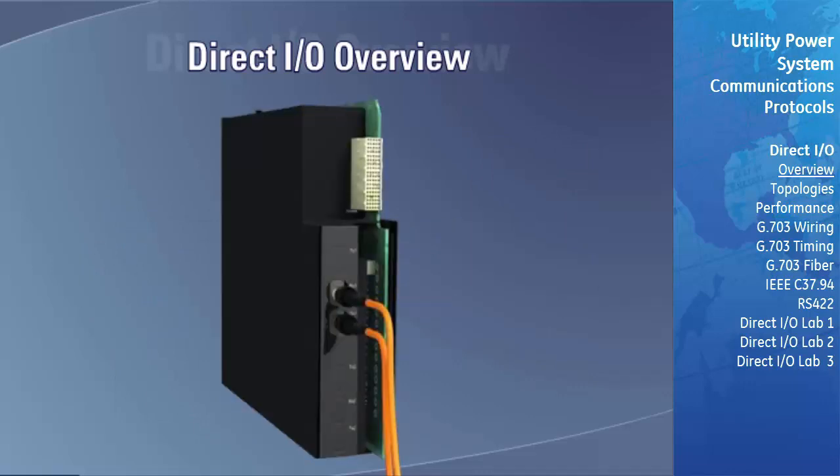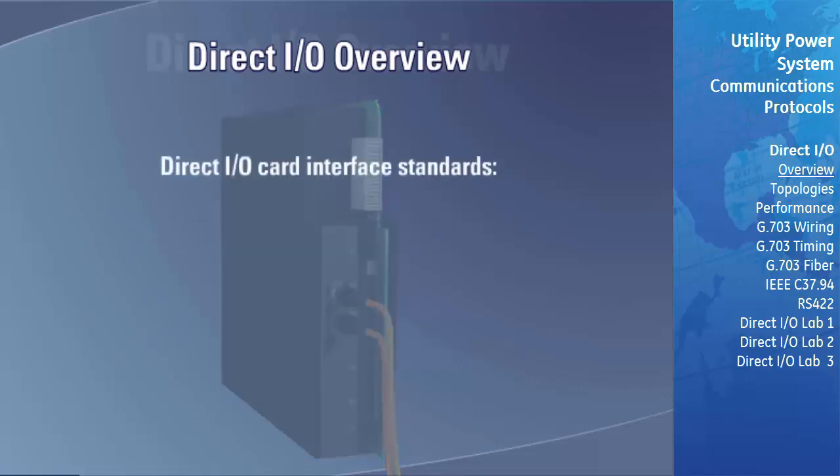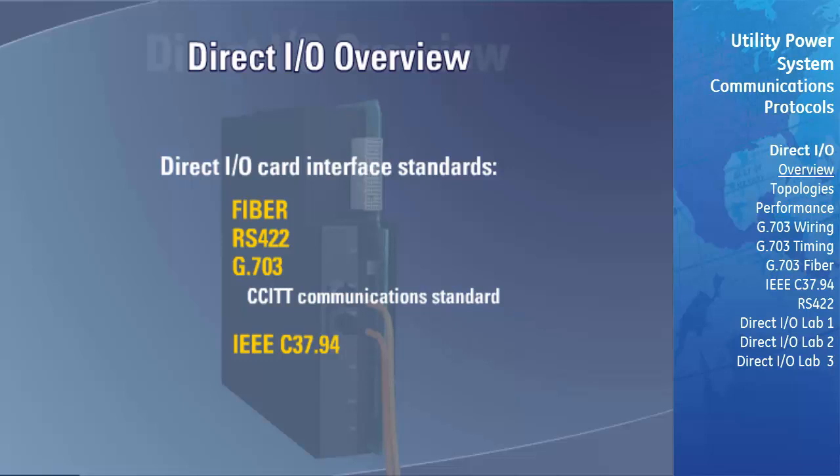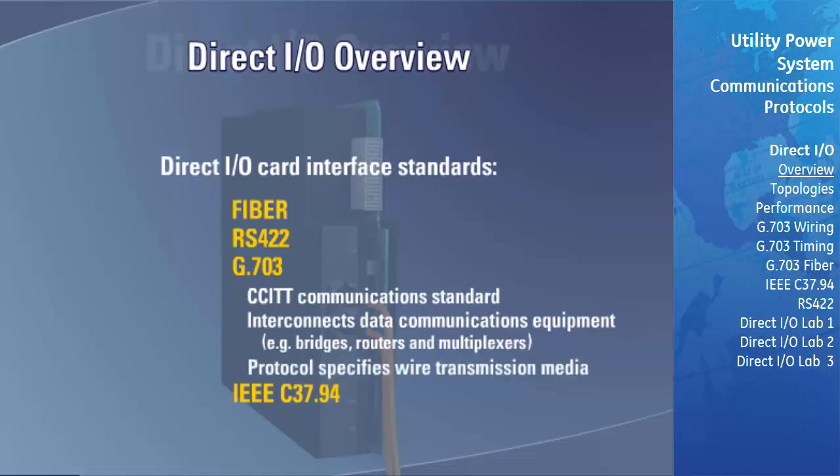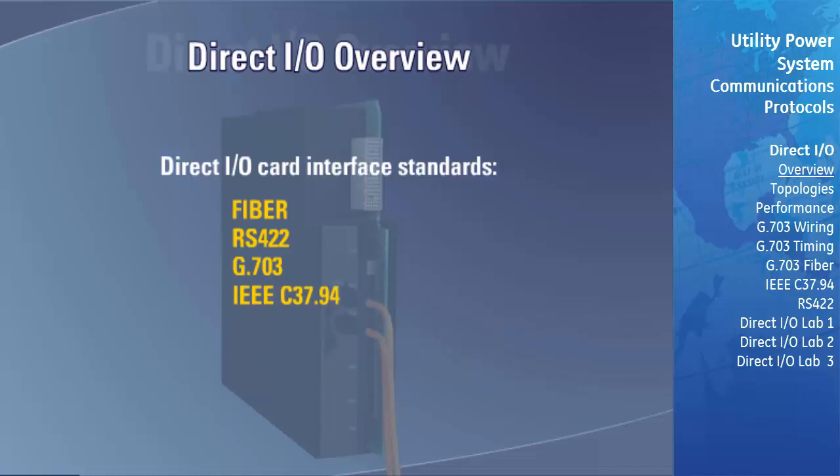Direct I/O cards, also referred to as Type 7 cards, come in several interface standards. Fiber and RS-422, which we're already familiar with from earlier in the CD, along with G.703 and IEEE C37.94. G.703 is a CCITT communication standard used for interconnecting data communications equipment such as bridges, routers, and multiplexers. The protocol specification for G.703 indicates the transmission media to be wire. IEEE C37.94 is an optical fiber interface standard which has been in use within teleprotection equipment for many years.